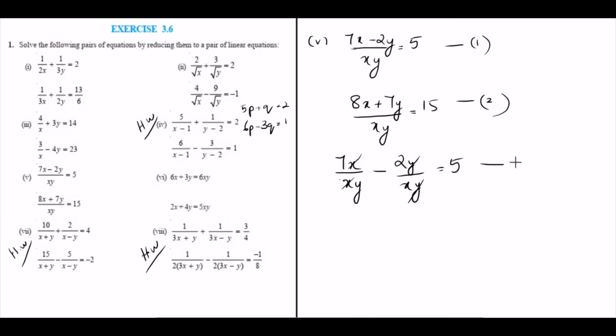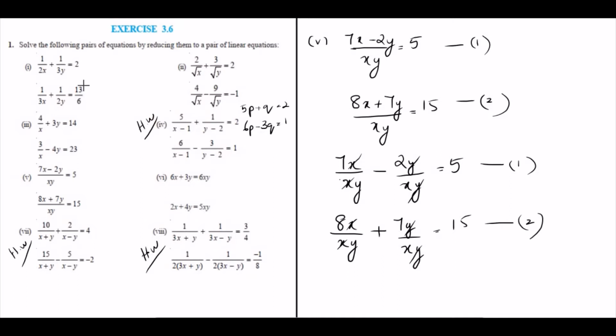And similar way, the second equation, when you write it like this, that is 8x by xy plus 7y by xy. That is, this xy is divided by both these terms. So you can write 8x by xy plus 7y by xy is equal to 15. So when you cancel these x variables here and the y variables here, you can write this equation as 8 by y plus 7 by x is equal to 15.